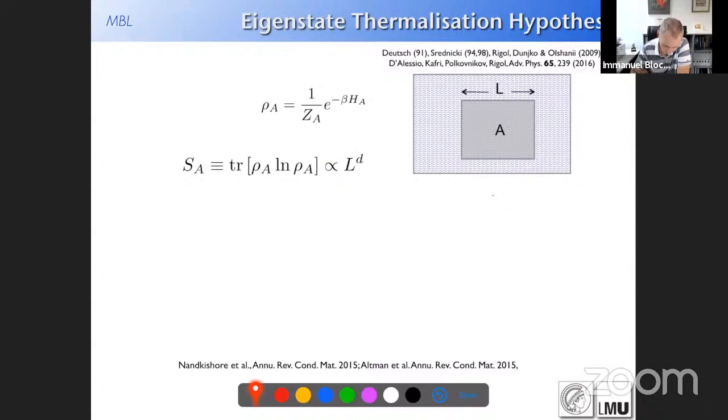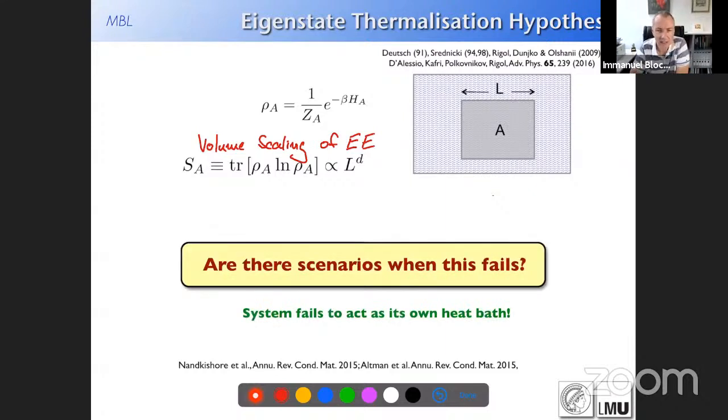So we have what we call a volume law scaling of entanglement entropy. Okay, so that's very characteristic for thermal systems. And now we can, of course, ask when are there scenarios when this fails? And there are basically two scenarios where we know quite commonly where this fails.